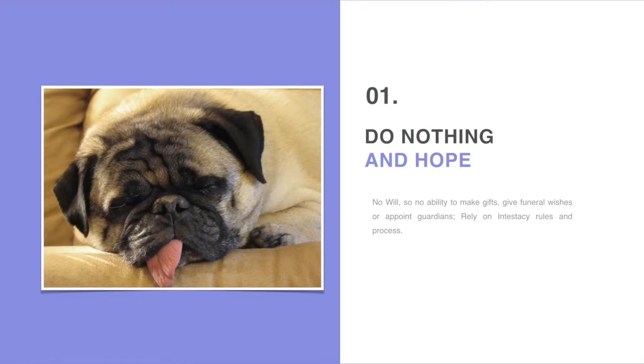This can be the first choice, which is do nothing and hope. They have no will, so there's no ability to make any gifts when they die. There's no expression of funeral wishes. They can't appoint any guardians. They are relying on the rules of intestacy and the process involved.